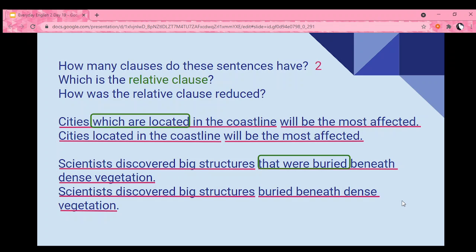But how were they reduced in the second version of the sentences? Well, if you notice, basically we removed the pronoun, the relative pronoun which, that in this case, but it could be who or any other, and our verb to be. So we just used cities located, big structures buried, etc. We eliminated the relative pronoun and verb to be.